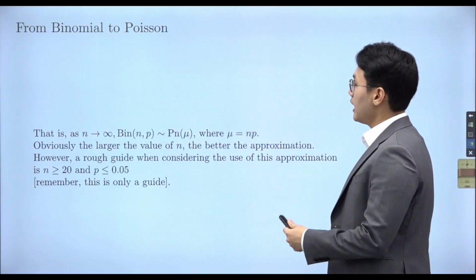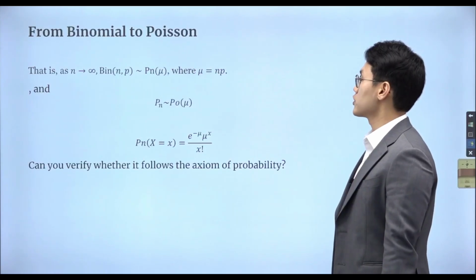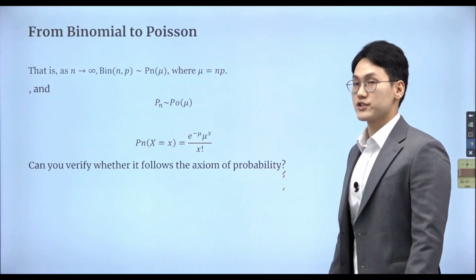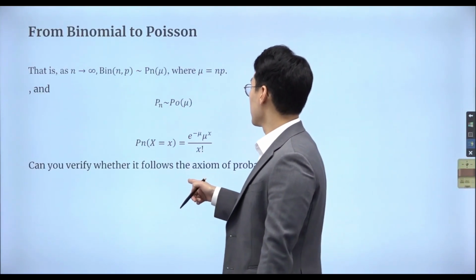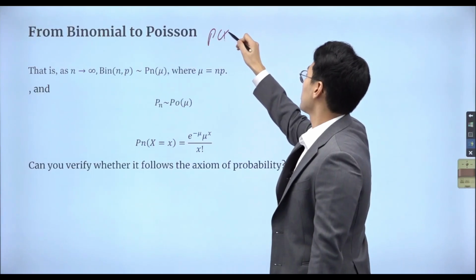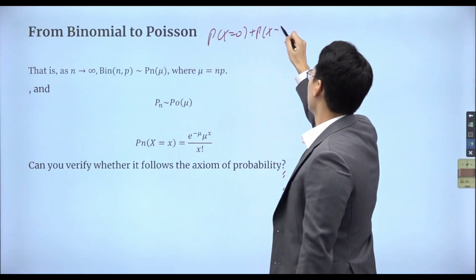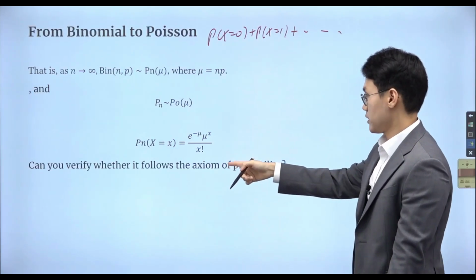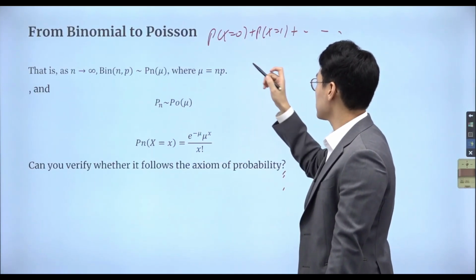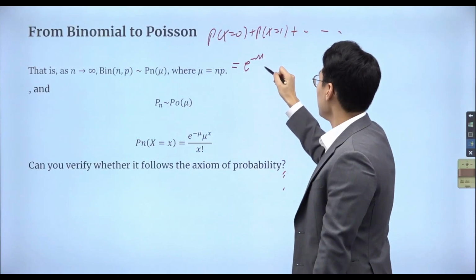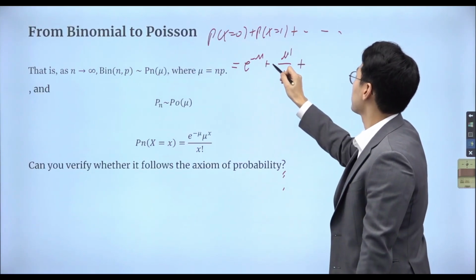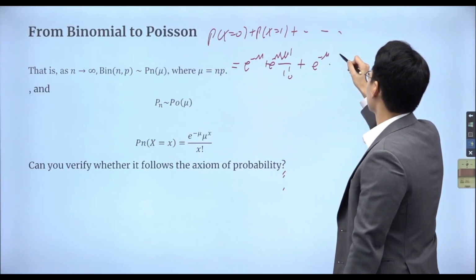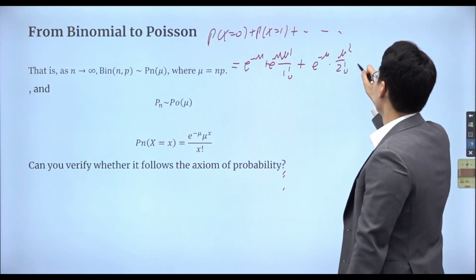That's an excellent case. But we haven't proved that it's actually a good probability distribution function. You have to know that it follows the axiom of probability, that if you add all that, it's going to become 1. And you can easily prove so. That means probability of x equal to 0, probability of x equal to 1, if I have an infinite series, if you start plugging in 0, what do you get? I get e to the power of negative mu, plus, what is it? e to the power of negative mu times mu over 1 factorial, and e to the power of negative mu times mu squared over 2 factorial, goes on and on and on.